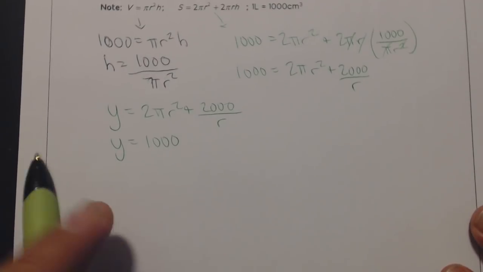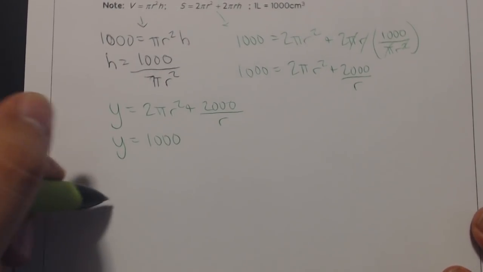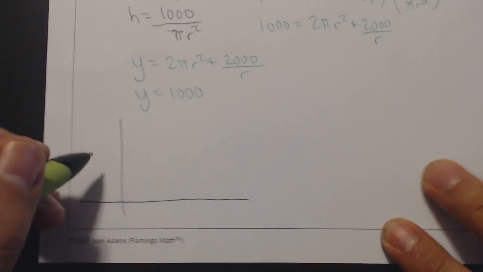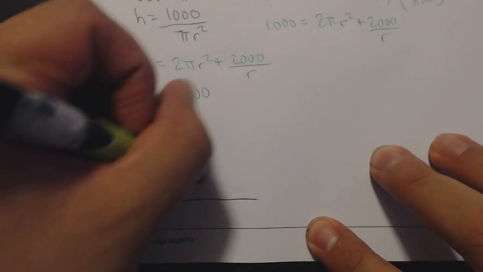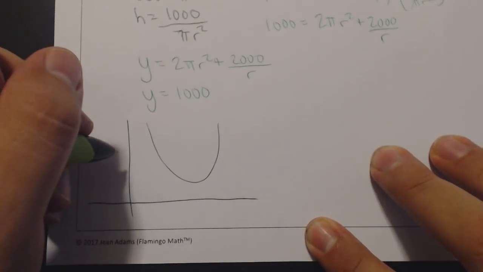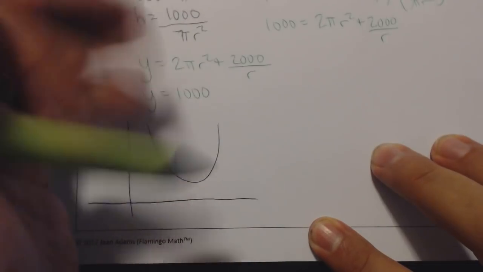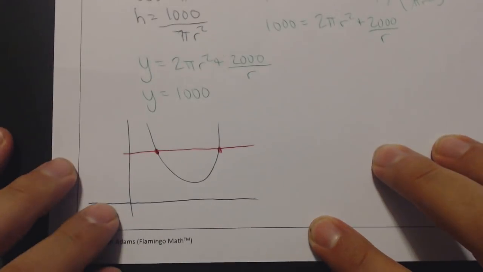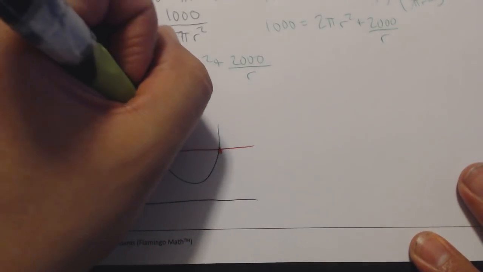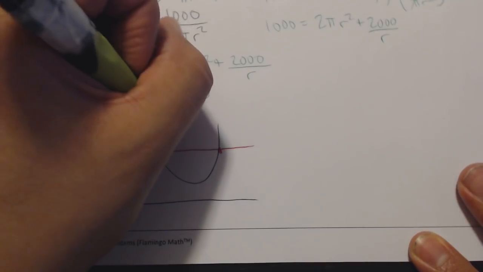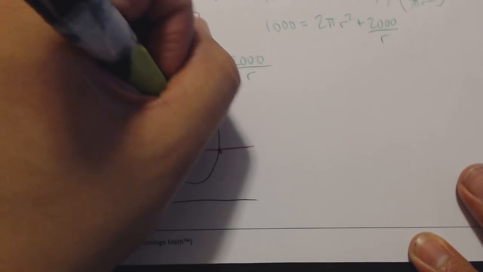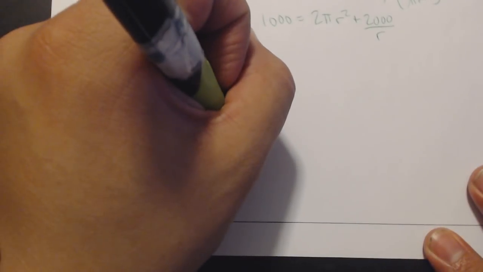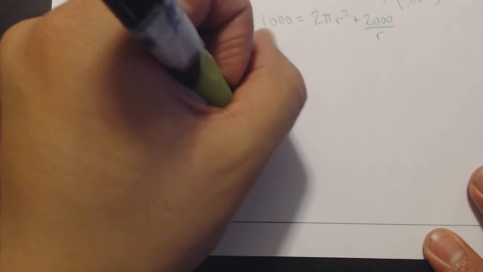So I can plug both equations into my graphing calculator, and I get a graph that looks something like this. This is a very rough estimation, but I get a line at 1,000 that crosses at 2 points. A point there, and a point there. And the coordinates are, this one would be 2.054, comma 1,000. And the last point would be 11.462, comma 1,000.